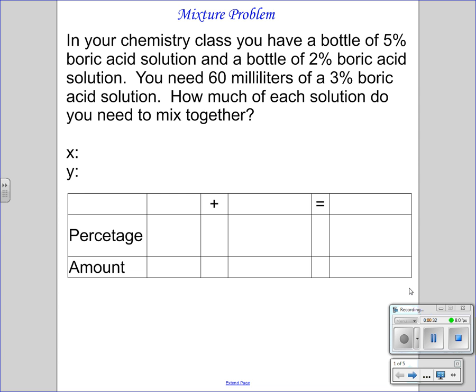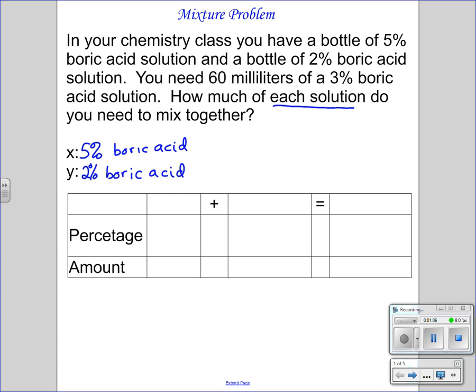So again, we define our variables by answering the question. How much of each solution? Well, what are our two solutions? The first one they talk about is the 5% boric acid. The second one they talk about is a 2% boric acid. We're going to combine those to get a 3% boric acid solution. And because I have two variables, I need two equations.